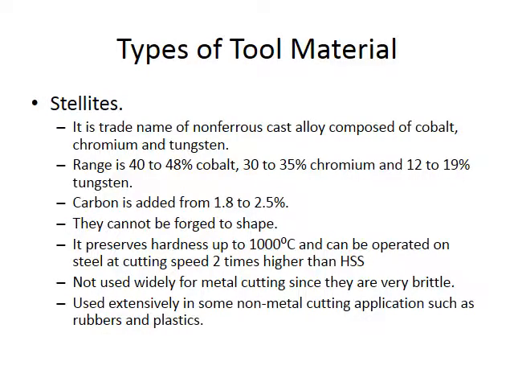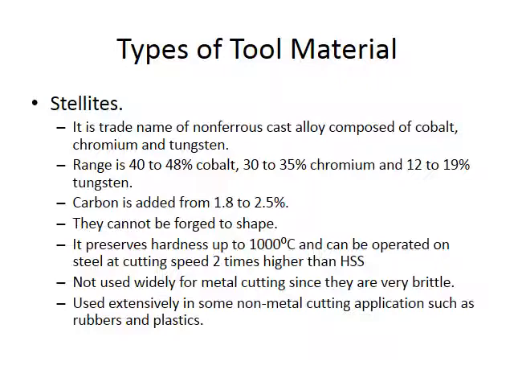Next one is stellites. It is a trade name of a non-ferrous cast alloy composed of cobalt, chromium and tungsten. Non-ferrous, that is very important. The range is 40 to 48 percent cobalt, 30 to 34 percent chromium and 12 to 19 percent tungsten, but it is a non-ferrous cast alloy, a trade name.